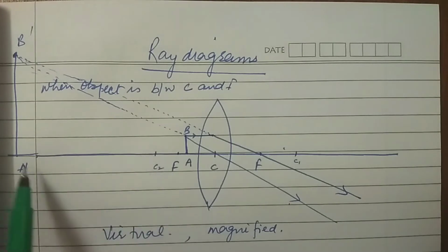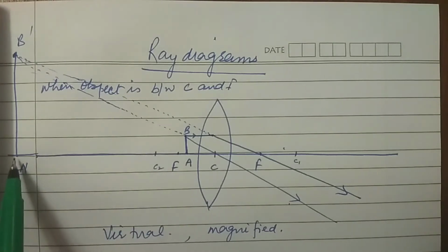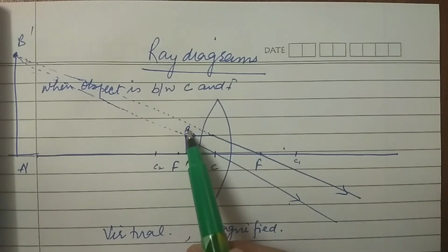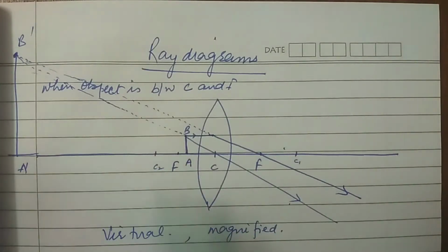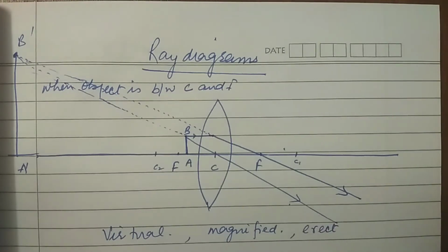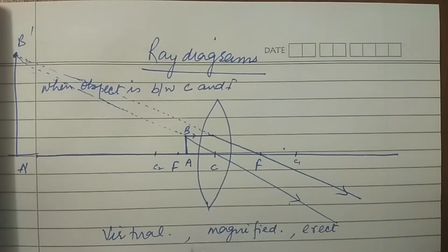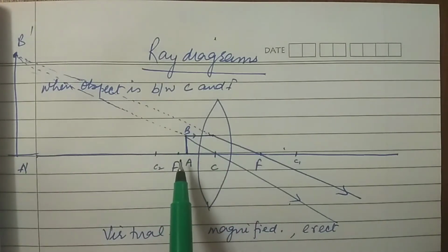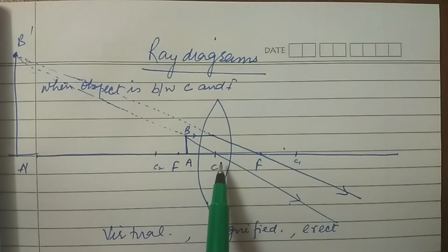And third thing, as this object is above the principal axis, the image is also above the principal axis. So this type of image is called an erect image. It's not inverted. So these are some of the properties of the image formed by the lens when the object was lying between focus and optical center.